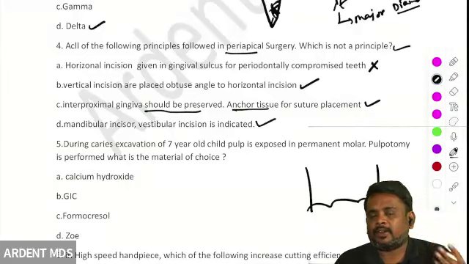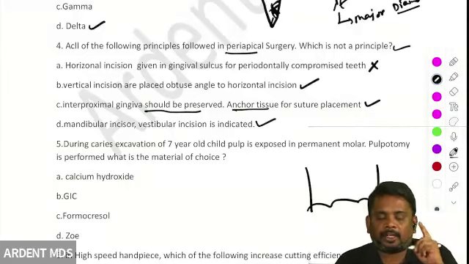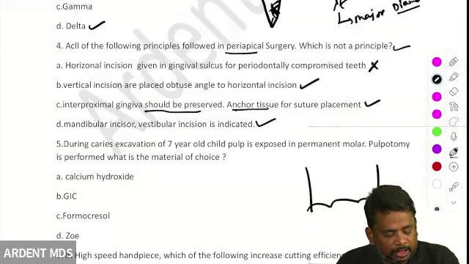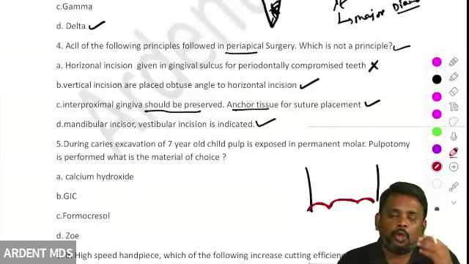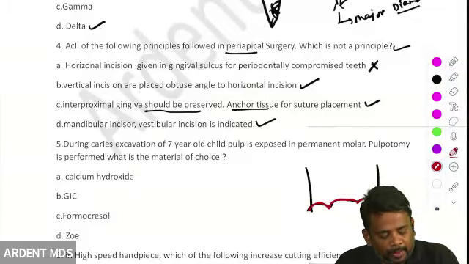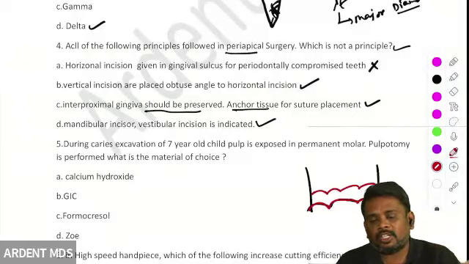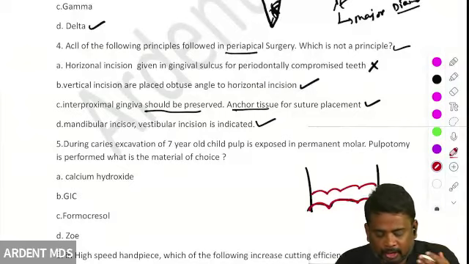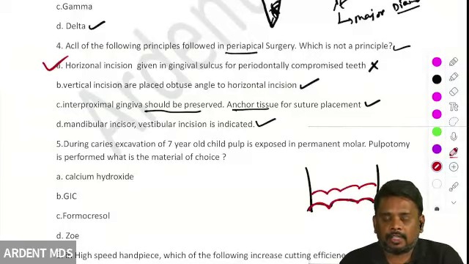Why is the first option not correct? Usually, for periodontally compromised teeth, we won't give the horizontal incision along the gingival sulcus. Instead, we go for something called the Luebke-Ochsenbein flap. The Luebke-Ochsenbein flap is where you give the incision submarginally, something like this. So this is actually away from the gingival sulcus. So it is not correct. That is why I go for option A for this particular question.